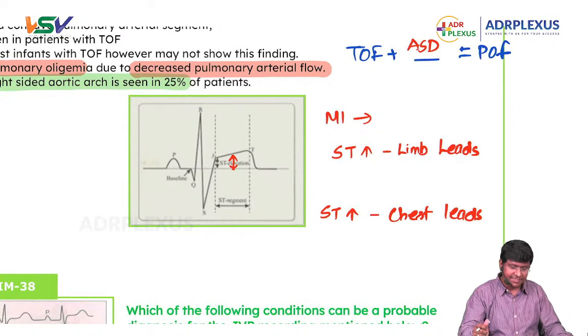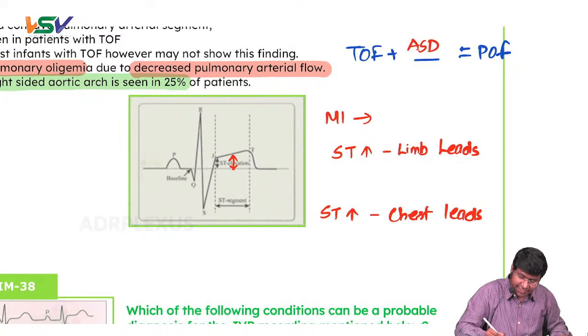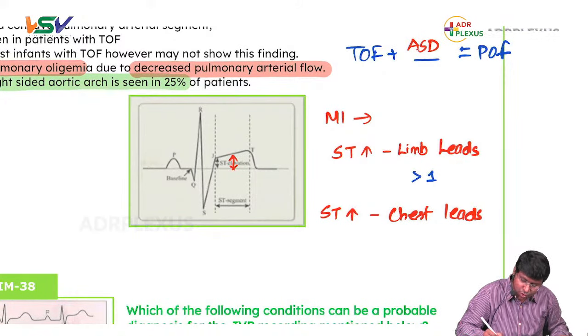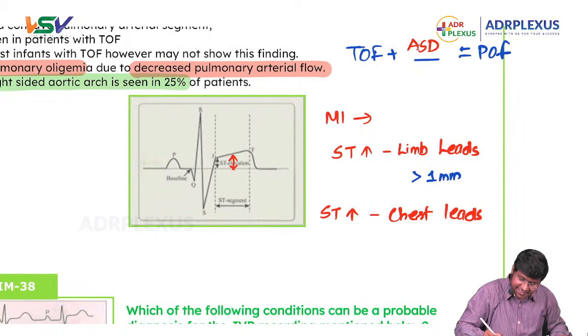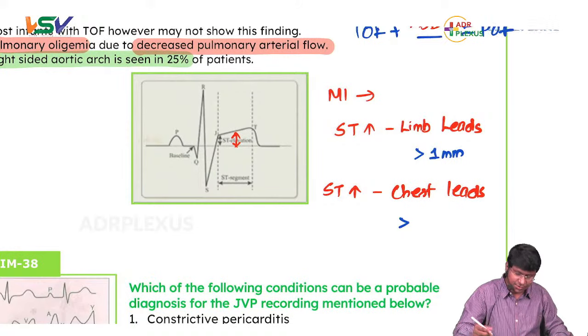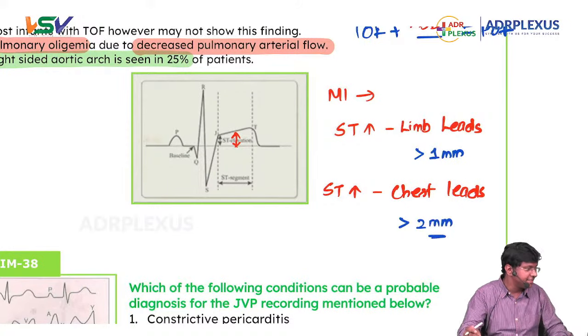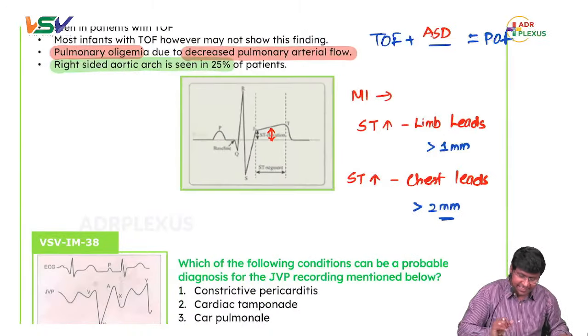How much should be the ST segment elevation in the limb leads? In limb leads it should be more than 1 mm, in two contiguous leads. In chest leads, how much should be that ST segment elevation? In chest leads it is more than 2 mm, again in two contiguous leads, right? So that will be the ST segment elevation.